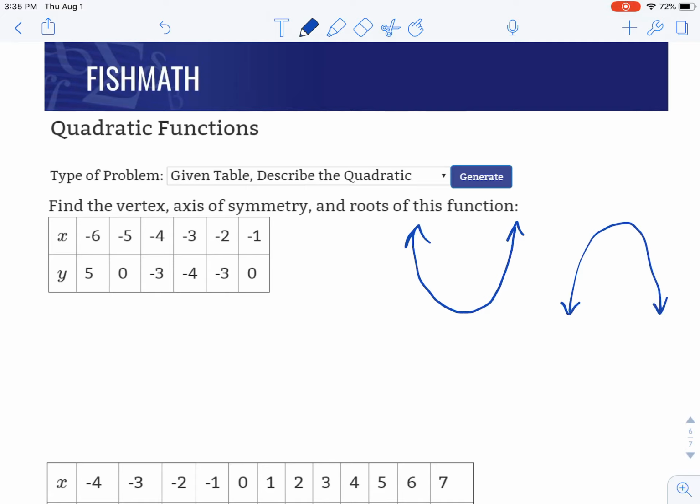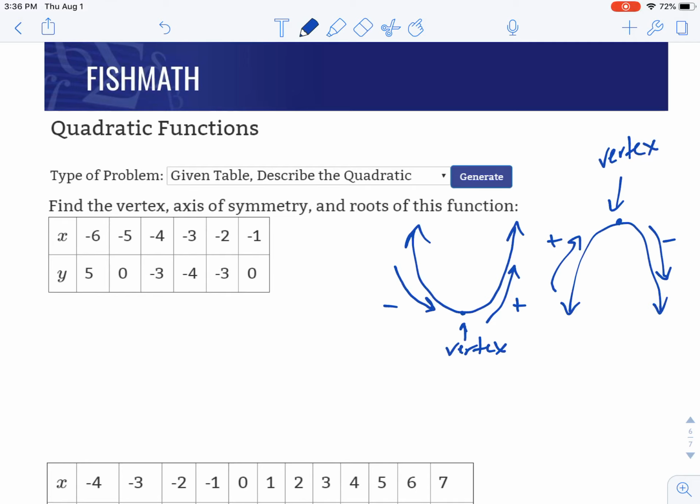So for the vertex, we look for the turning point. Where does it decrease and then start to increase? That's going to be the vertex. Or where does it increase and then turn around and then start to decrease? So this would be increasing, decreasing, decreasing, and increasing. So right here would be the vertex if it were upside down like that. So what we're looking for is when does it switch?